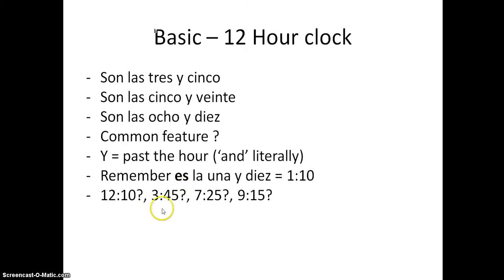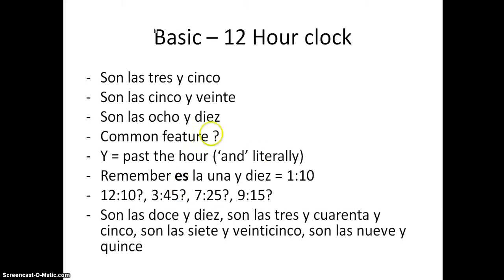So how would you do 12:10, 3:45, 7:25 and 9:15? For this one, just say 45 minutes past 3. Pause it briefly, have a go, and we'll go over the answers. Okay, so son las 12 y 10, son las 3 y 45, son las 7 y 25, son las 9 y 15.